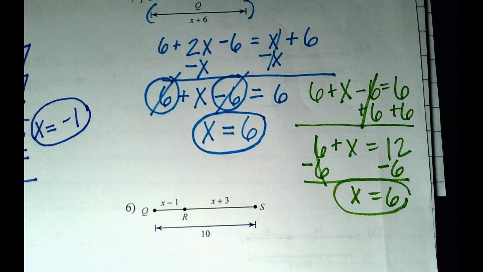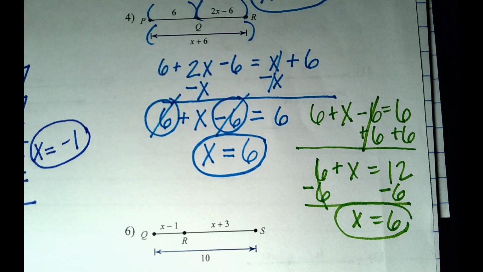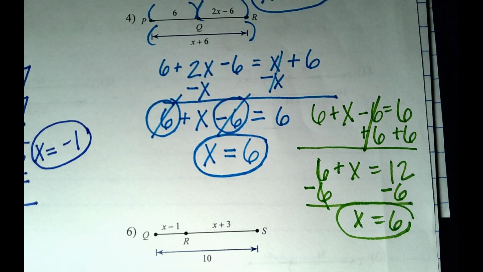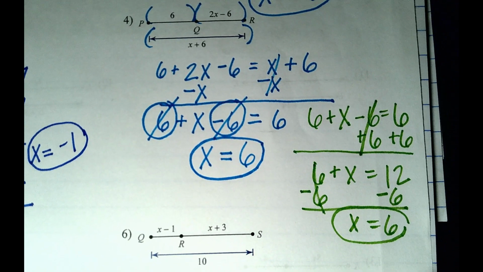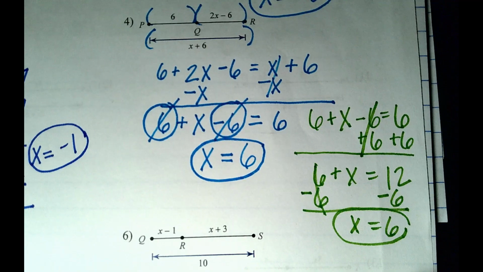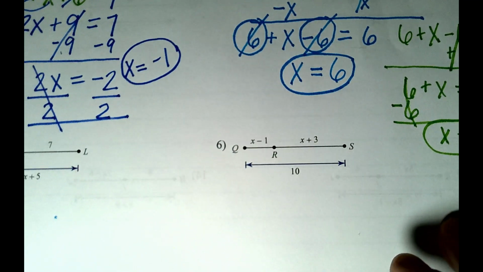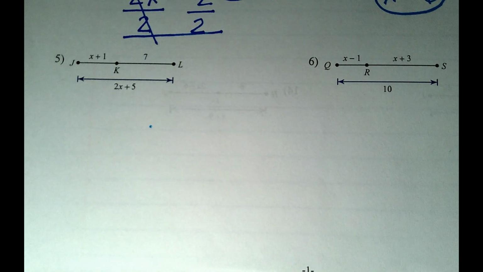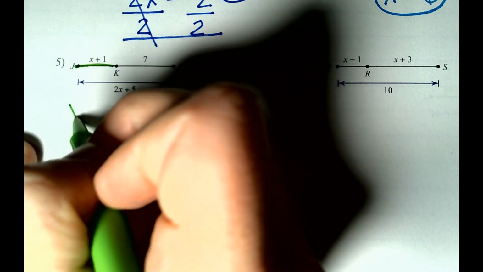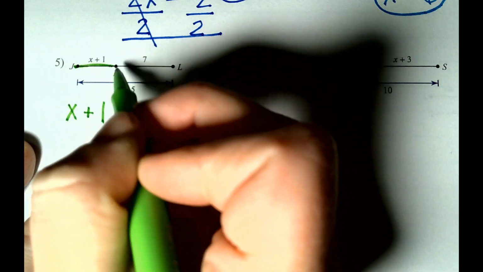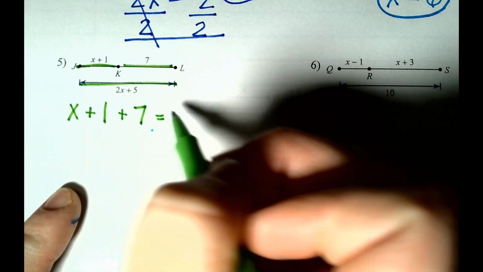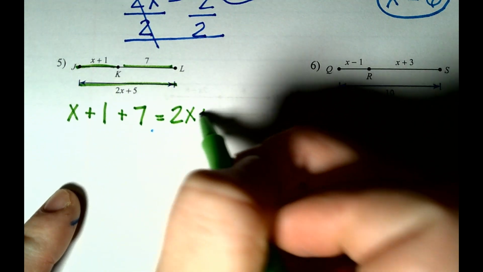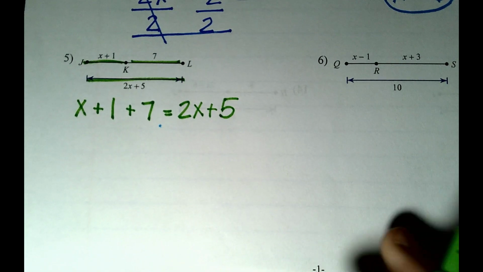Any other ways or questions, comments on number 4? Okay. We ready for 5? Okay. Number 5. How should I set this one up? x plus 1 plus 7 equals 2x plus 5. What should I do first?